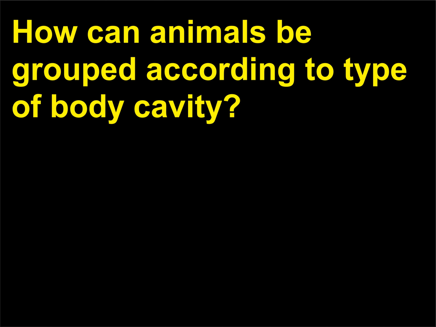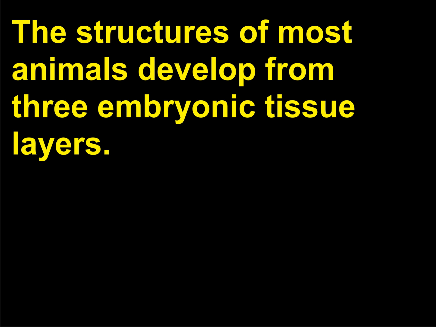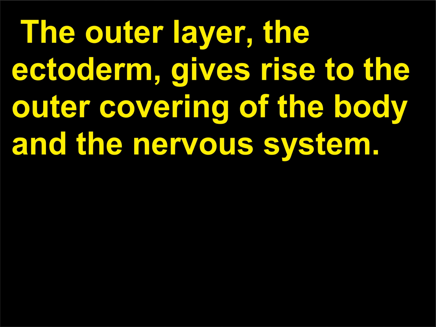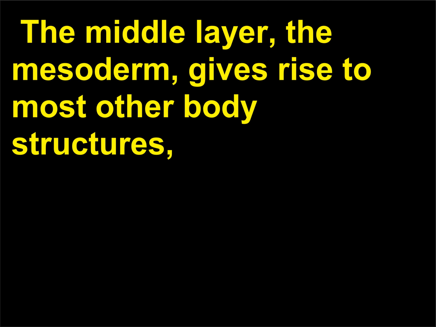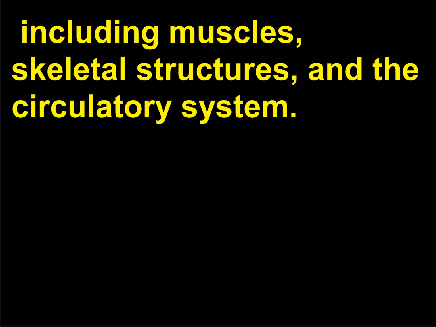How can animals be grouped according to type of body cavity? The structures of most animals develop from three embryonic tissue layers. The outer layer, the ectoderm, gives rise to the outer covering of the body and the nervous system. The inner layer, the endoderm, forms the lining of the digestive tube and other digestive organs. The middle layer, the mesoderm, gives rise to most other body structures, including muscles, skeletal structures, and the circulatory system.